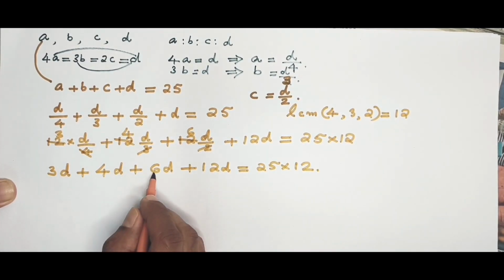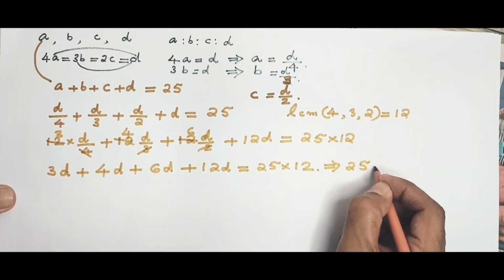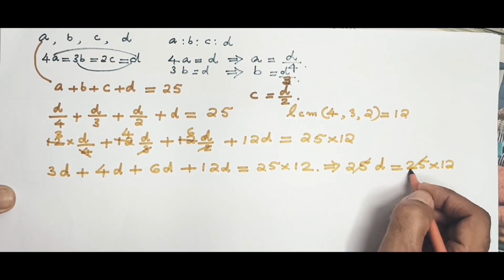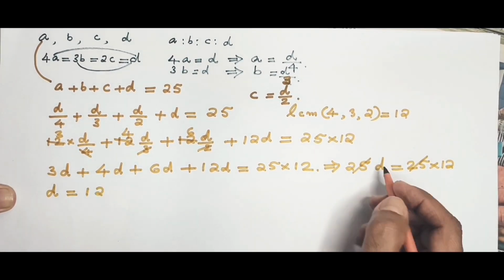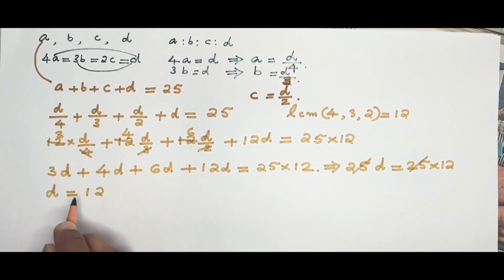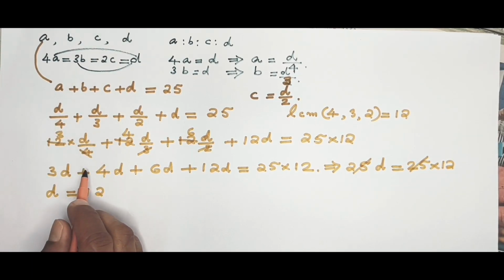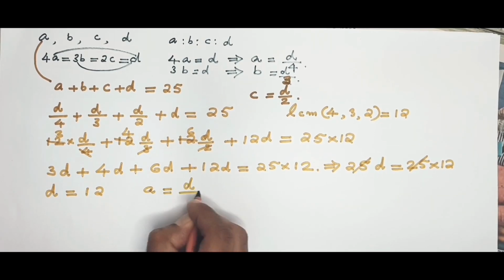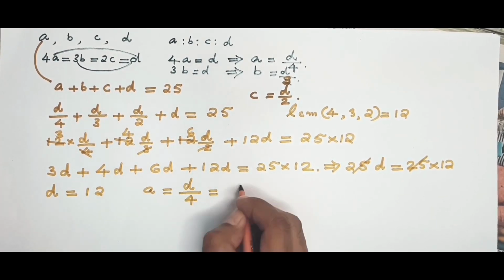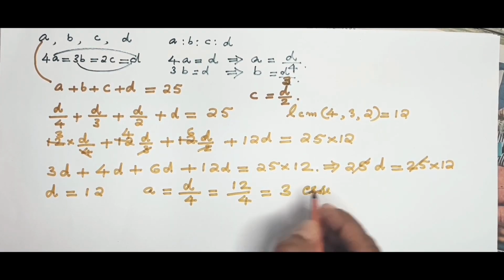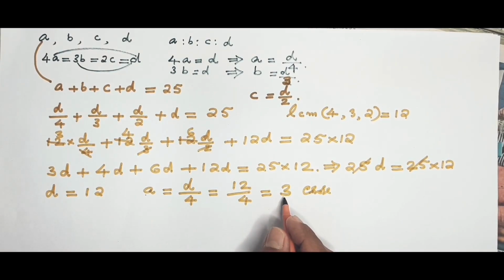3 plus 4, 7, 7 plus 6, 13, 13 plus 12, 25. This is 25 D equals 25 multiplied by 12. 25, 25 cancel. You get D as 12. Now, the problem is about finding A, the share of the person A. So, how to find out A? We know that A equals D divided by 4. So, A equals D divided by 4 and D found to be 12. Substituting that here, you get 3. So 3 crore. This is the amount received by the first son, which is what we got in the previous method also. So this is the second method.